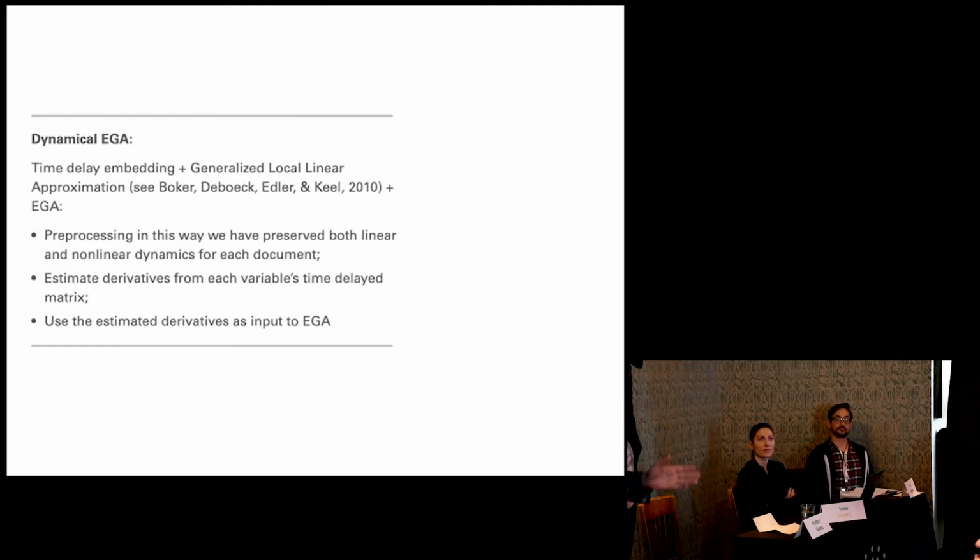The first step is we take this matrix and we time delay this matrix. For each variable, basically what we do is, imagine we have one person and we have 13 posts. We take the first column of the document matrix, which is a word. So we have 13 observations, 13 counts of that word in 13 different tweets.